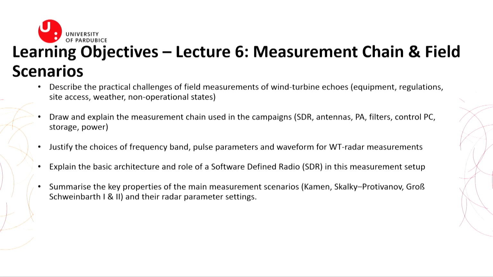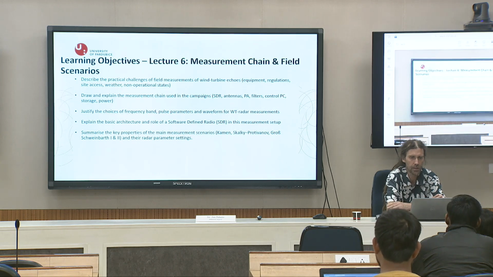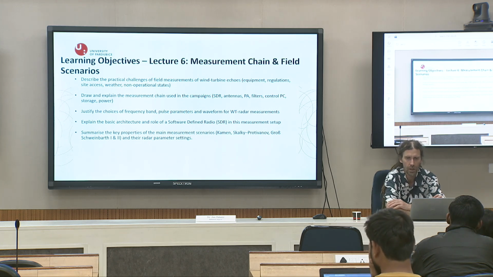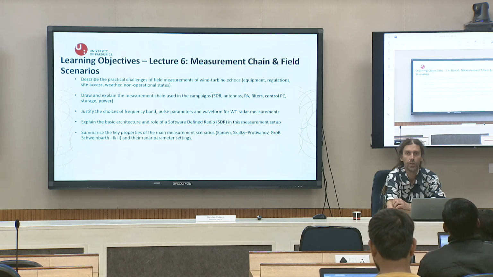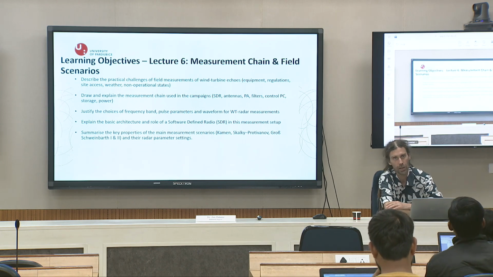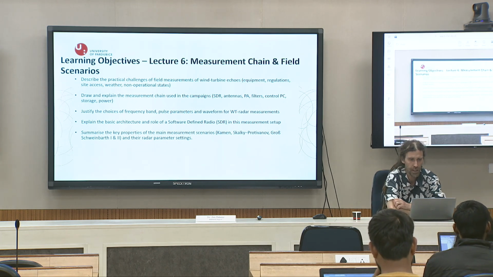Then I will show you the design of our measurement chain. Of course, you can design your own, but we just use this one that is used in measurement campaigns. That includes software-defined radios, antenna, power amplifiers, different types of filters, bandpass filters, a control PC, of course some software on this control PC, storage, a hard drive or some SSD drive, and of course a power generator, because we are outside, so we also need some power generator.